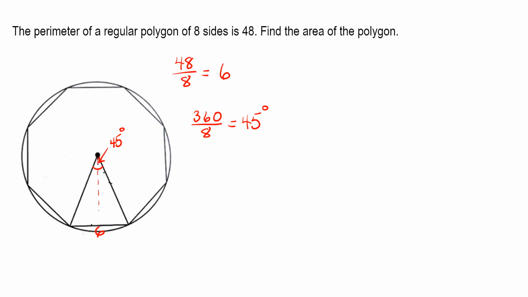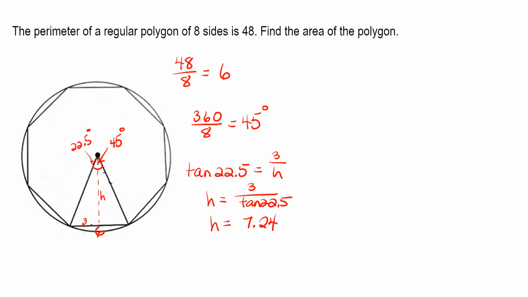We drop down the apothem, and that's the height of the triangle. We split the angle in half, so that's going to be 22.5 degrees. We split the base in half, so this is going to be 3. We need to find that height, so we can use tangent to do that. So tangent 22.5 is equal to 3 over h, opposite over adjacent. So h is going to be 3 over tangent 22.5, and that gives us h is about 7.24.